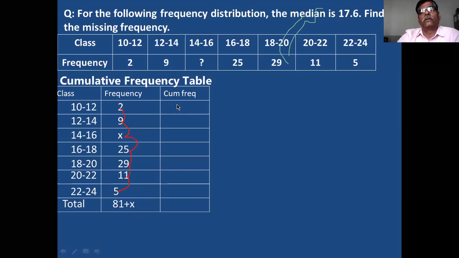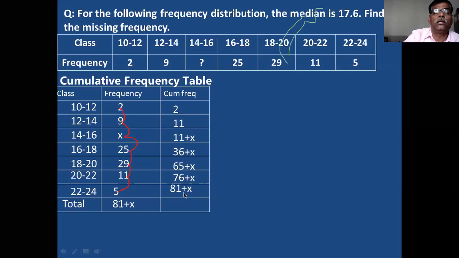Next, cumulative frequency. Without any modification, you follow the procedure. 2 plus 9, 11. 11 plus x, there is no change. 11 plus x plus 25 is equal to 36 plus x. 36 plus x plus 29, 65 plus x. 65 plus x plus 11, 76 plus x. 76 plus x plus 5, 81 plus x. This is the same total. In this way, you calculate the total.